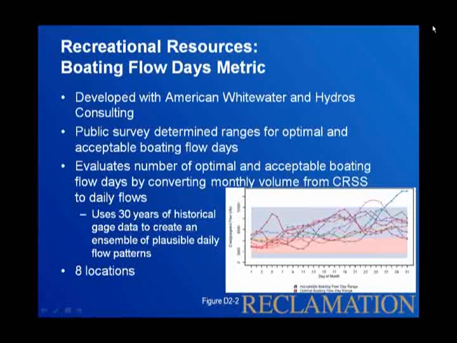In this case, we used 30 years of historical gauge data to create different plausible flow patterns at those gauges, and converted those to a unit hydrograph, and then using the monthly output from CRSS, created 30 different plausible daily hydrographs. And then we were able to count the number of days that fell in either the acceptable or the optimal ranges and report out that information.